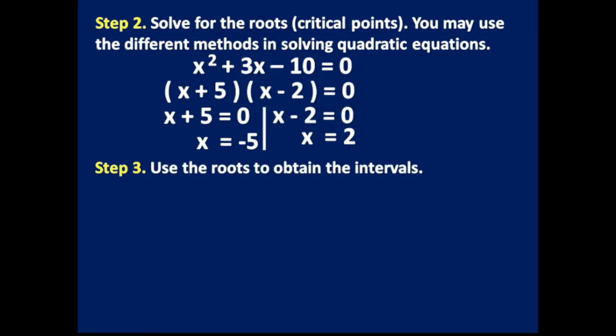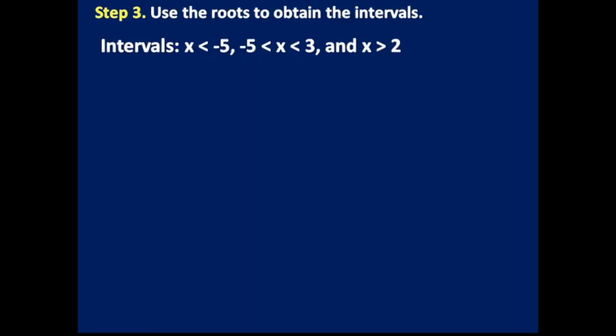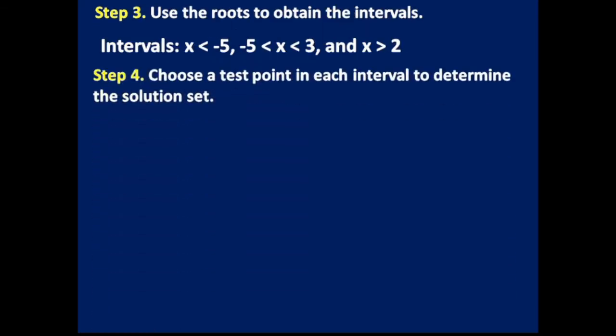Step number 3. Use the roots to obtain the intervals. The intervals are x is less than negative 5, negative 5 is less than x less than 3, and x is greater than 2. Step number 4. Choose a test point in each interval to determine the solution set.